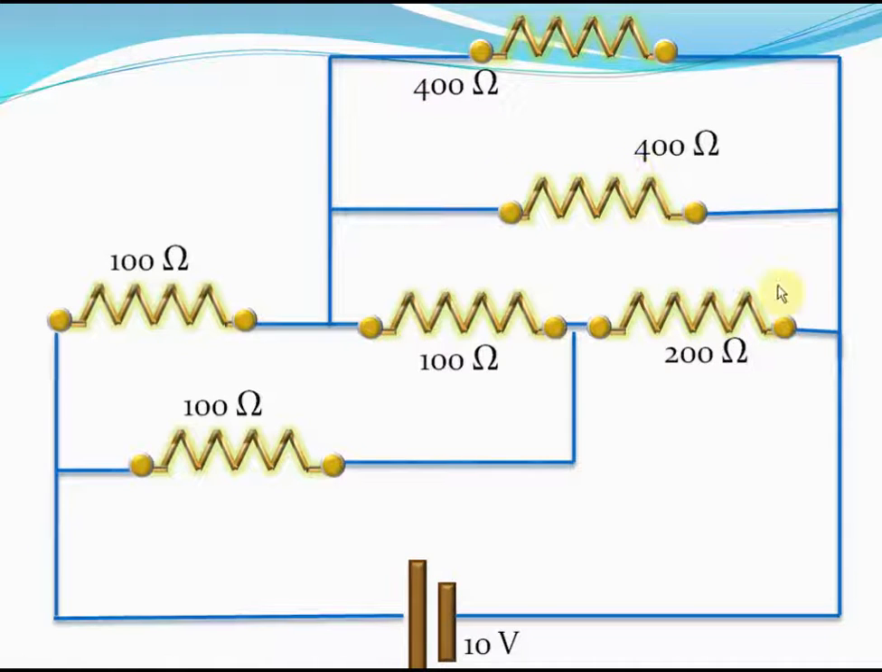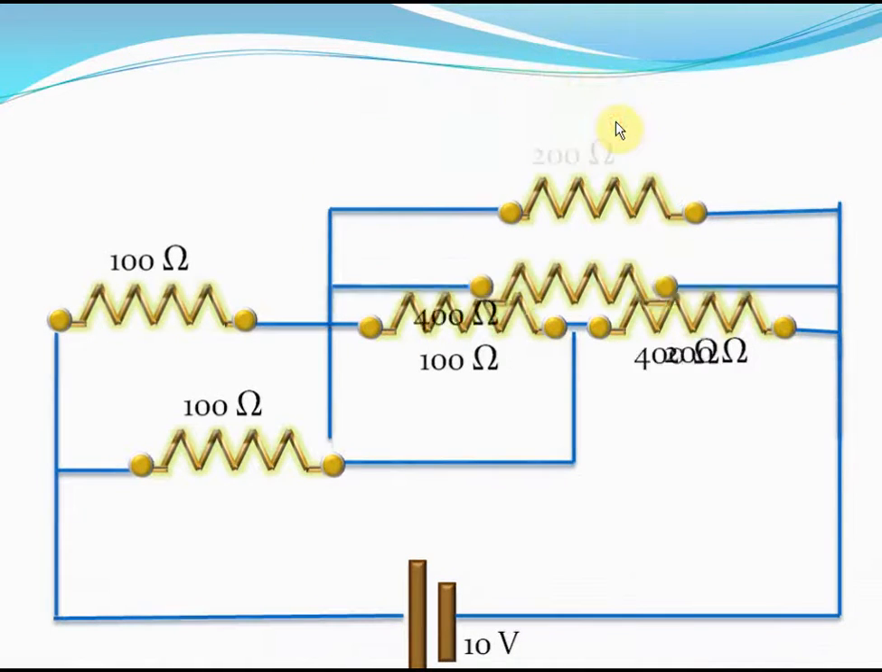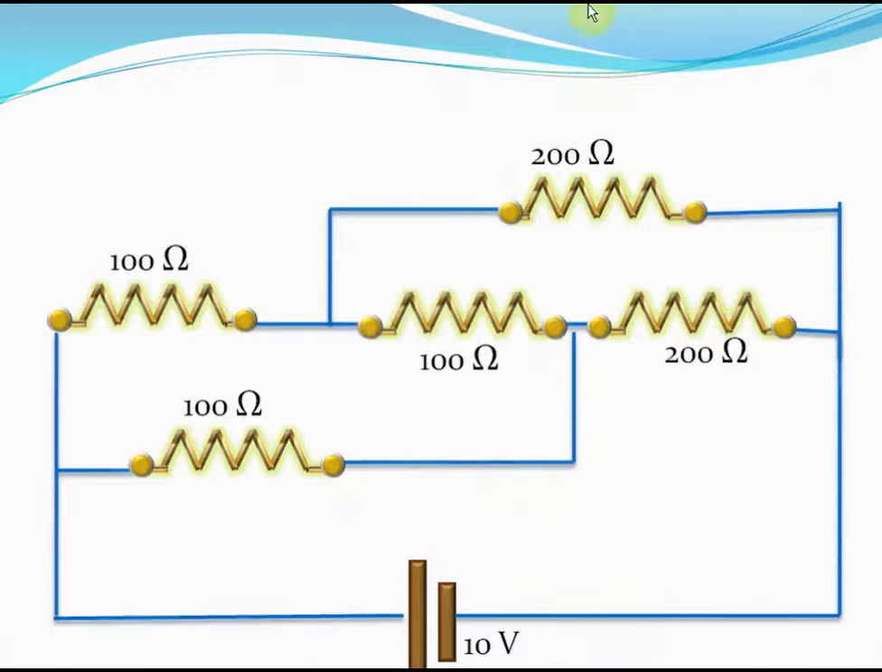Now let's simplify this resistance circuit. As you can see, these two 400 ohm resistances are in parallel. So they can basically be replaced by a single 200 ohm resistance, isn't it? When we replace those two 400 ohm resistances with a single 200 ohm resistance, we detect something weird. We detect that a Wheatstone bridge has been formed.